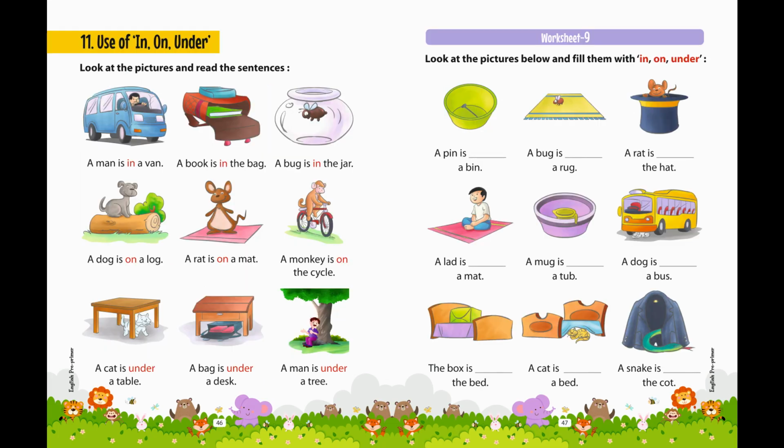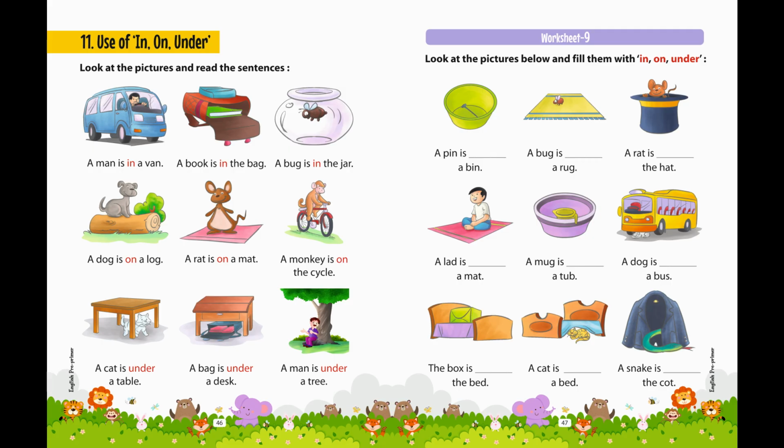Today we will learn where things are. We use the words in, on, and under to show position. Let's read these examples together. A man is in a van. A book is in the bag. A bug is in the jar. The word in means inside something.